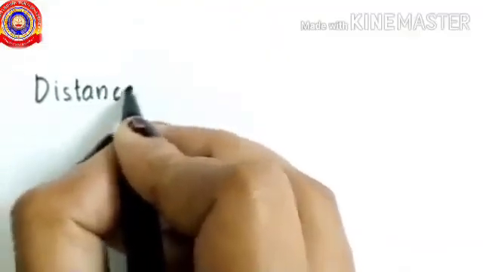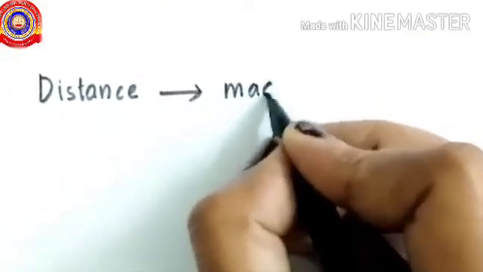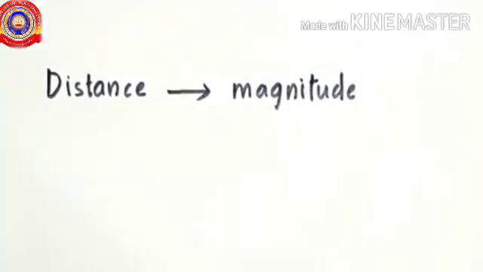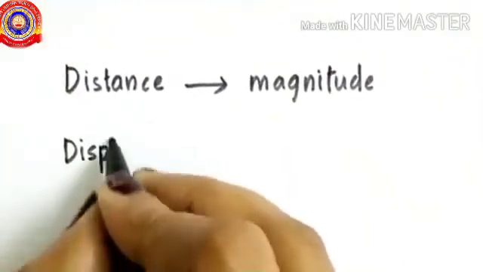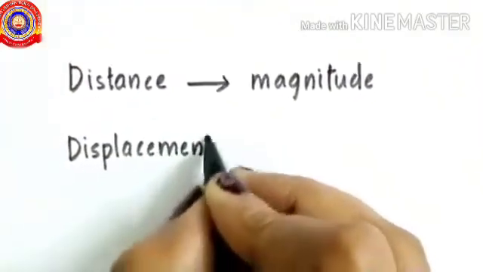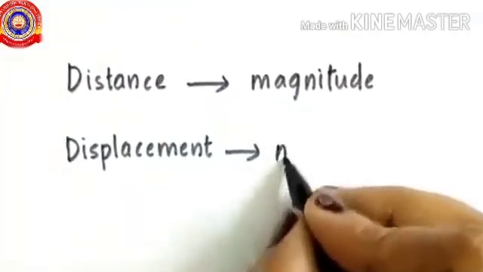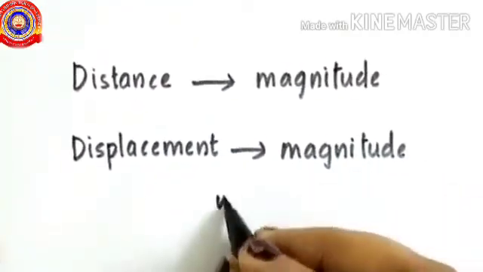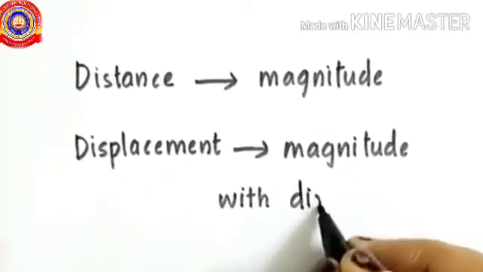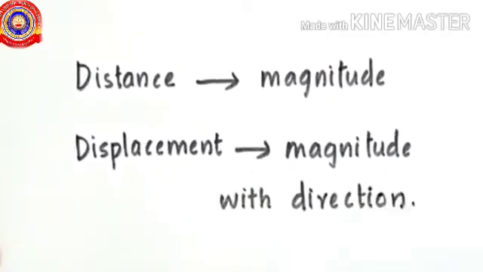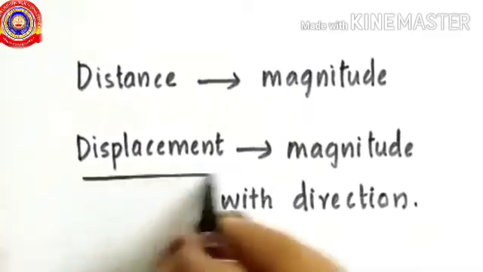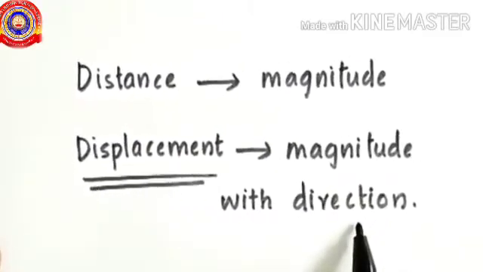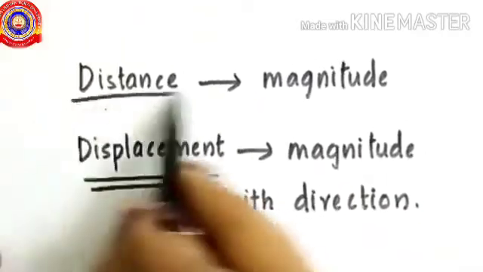From the above question, it is clear that to specify distance, we need only magnitude. Magnitude means its numerical value, that is measurement. But for specifying displacement, along with magnitude, we need to specify direction. That is, distance with direction is displacement. But for distance, direction is not specified.